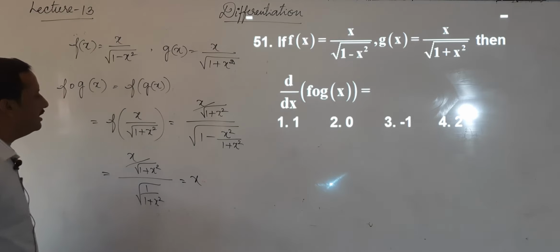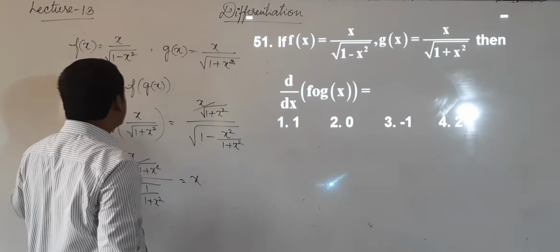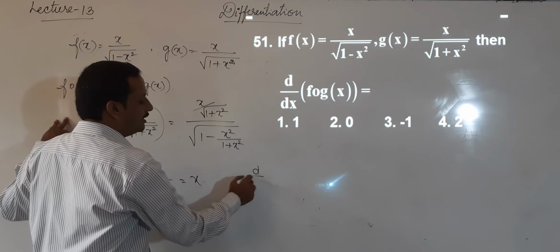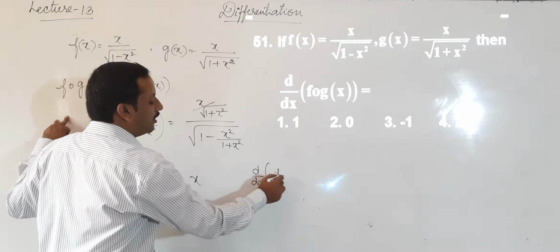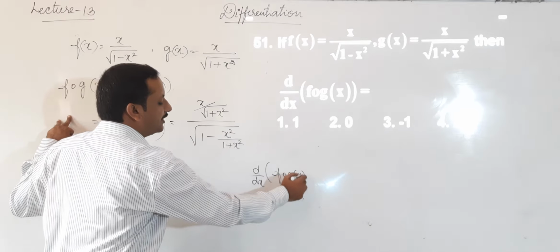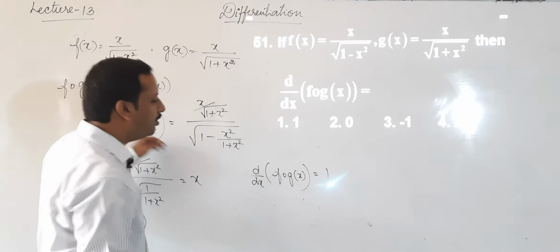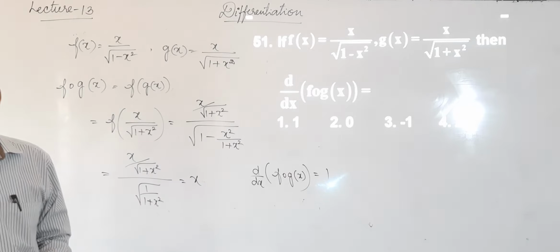So, you are left with x. So, f circle g of x is equal to x. Therefore, d by dx of f circle g of x, the derivative of x, is equal to 1, which is the first option.